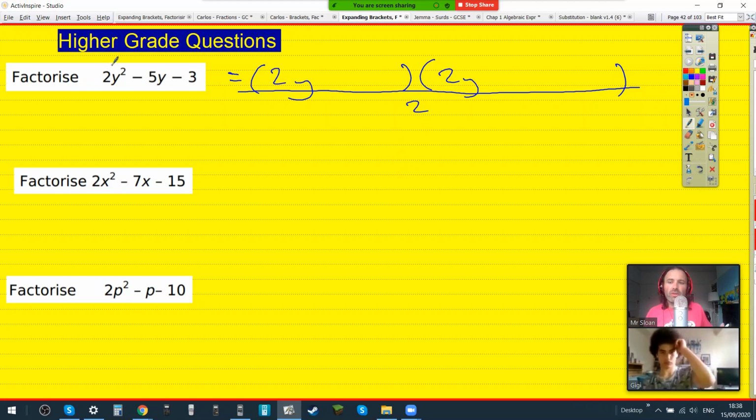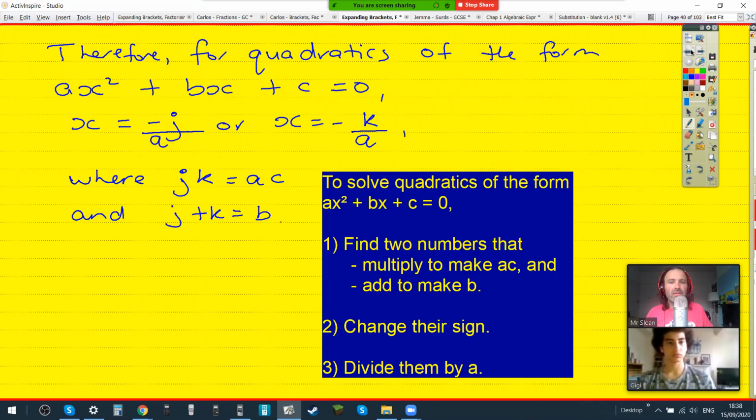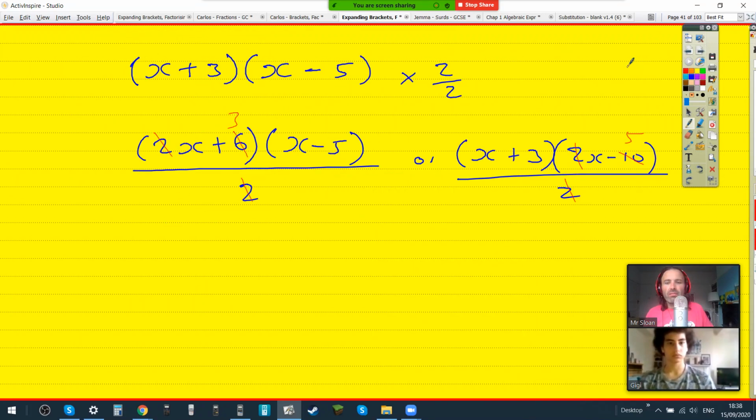What you've been doing up until now is finding 2 numbers that multiply to make C and add to make B. We could do something similar, expand in 2 brackets. Let's do it. Yeah, okay, so let's expand these 2 brackets here: 2x plus 6 and x minus 5.